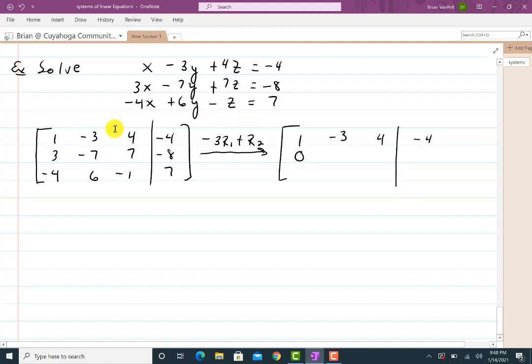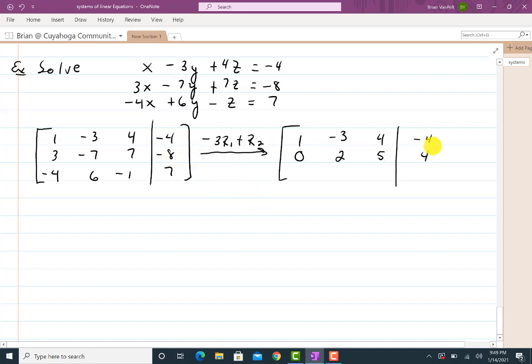Negative 3 times negative 3 is positive 9. Positive 9 minus 7 is 2. And then negative 3 times 4 is negative 12, plus 7 is 5. And then finally, 12 minus 8 is 4, positive 4.